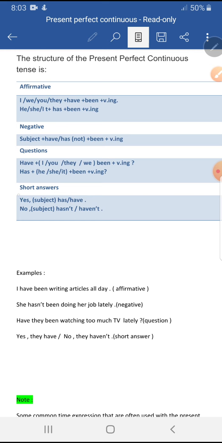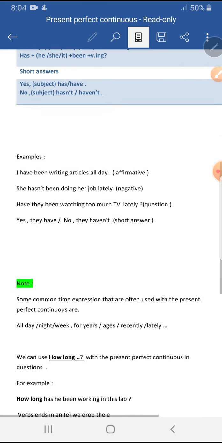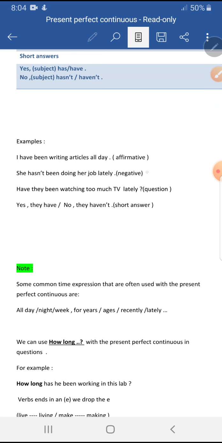هلا في عندي الشورت answers yes or no. Yes in affirmative, so it depends on the subject. Yes, she has or they have. No, هلا in negative we add not also. No, they haven't or she hasn't. For example, no, she hasn't. No, they haven't.